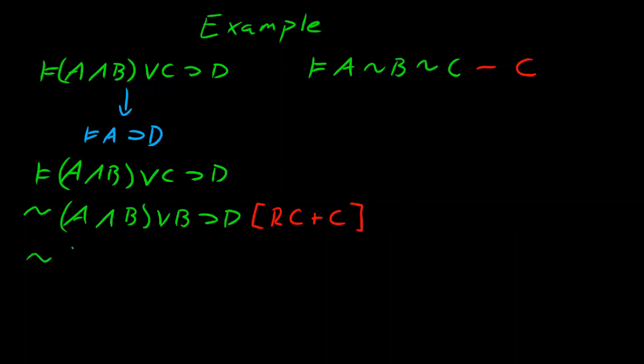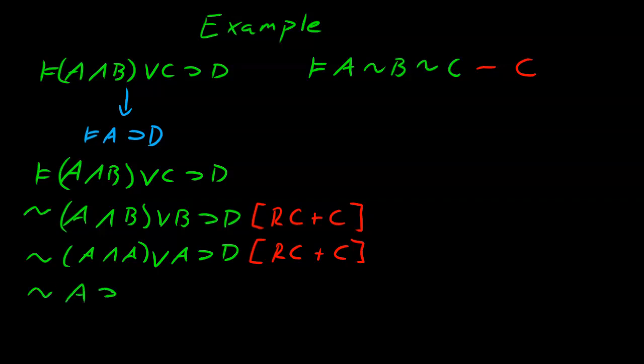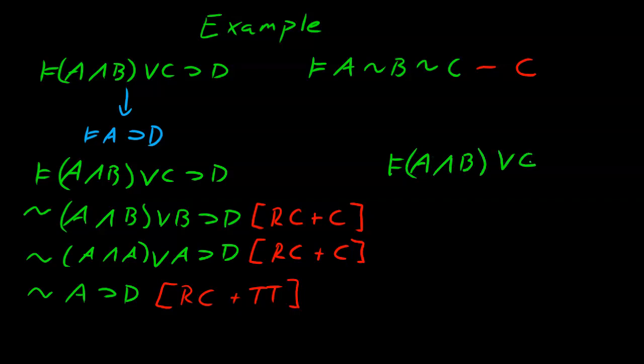See that this is equivalent to (A and A) or A implies D, which we see by two applications of the replacement theorem corollary and chain C. We see finally that this is equivalent to A implies D, which we see by the replacement corollary and truth tables. We can then use the chain rule to say that (A and B) or C implies D is equivalent to A implies D, and therefore that A implies D is valid.